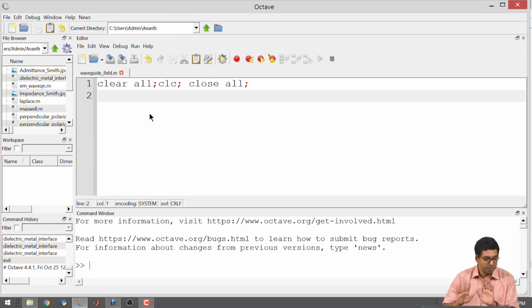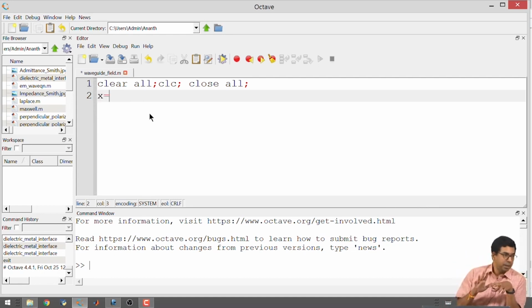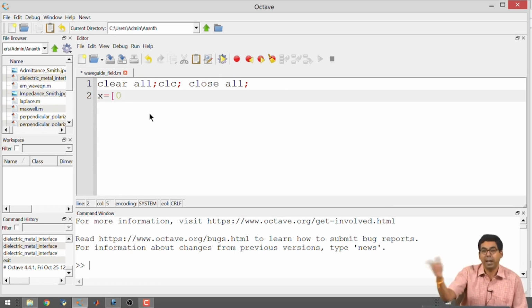So, the program is very simple. I am going to need some 3-dimensional space. 2 dimensions will represent the cross section of the waveguide or the transversal section of the waveguide. 1 dimension is going to represent the longitudinal section or the third length of the waveguide. So, I am just going to take some x dimensions. I am going to say that it is going from 0, that is what we had as boundary condition, x equal to 0 to x equal to a.